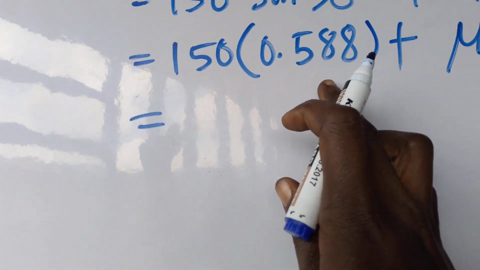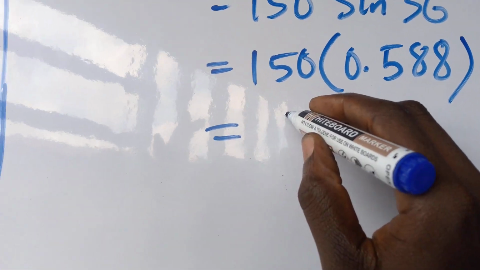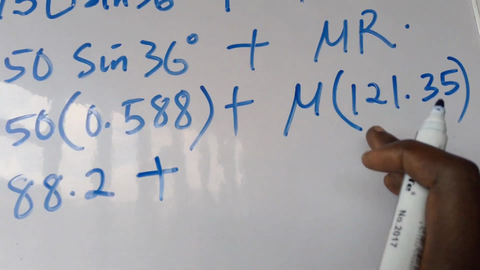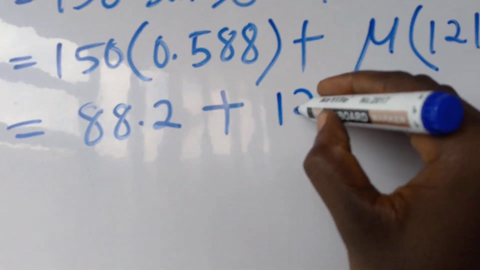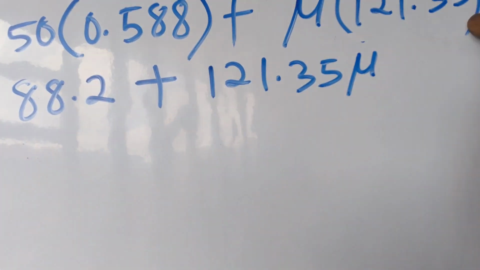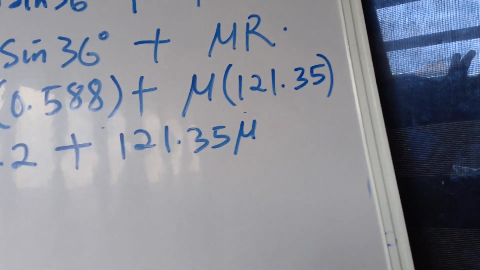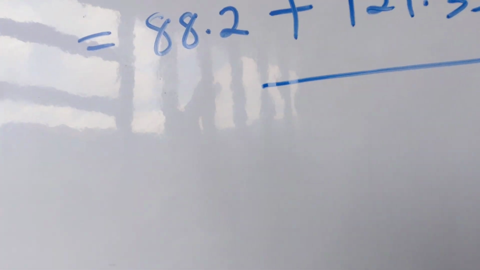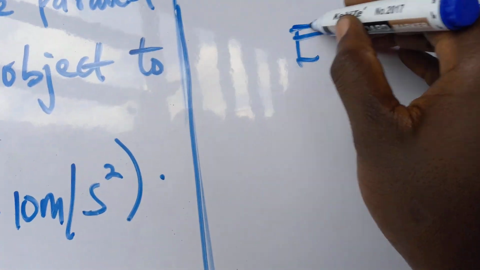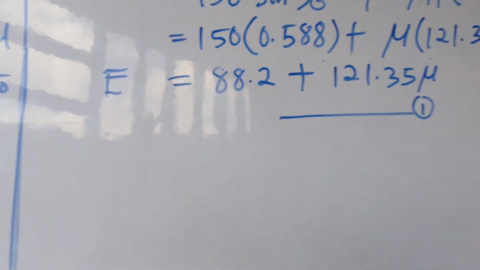So if I multiply this now, 150 times 0.588 gives us 88.2, plus 121.35 mu. I can call this equation 1. So the effort applied there is this, call it equation 1, suspend that.